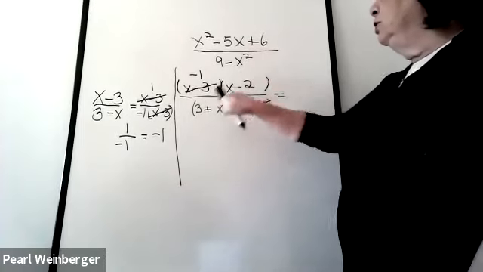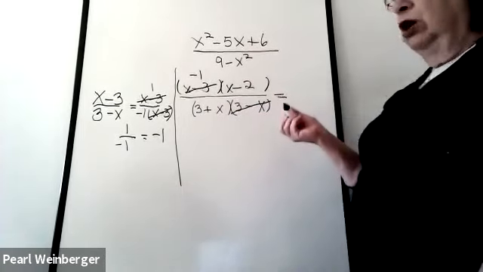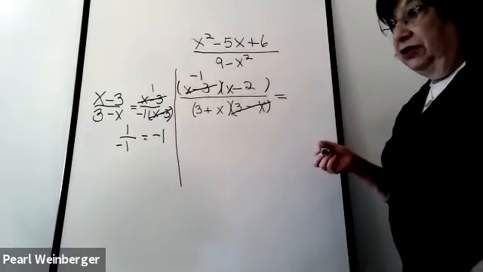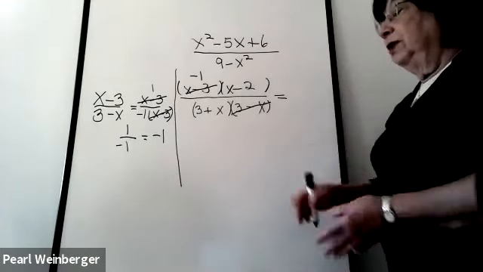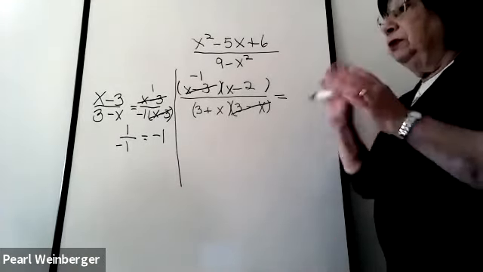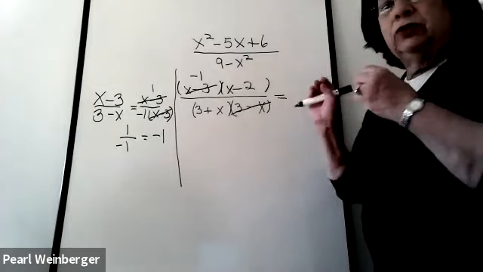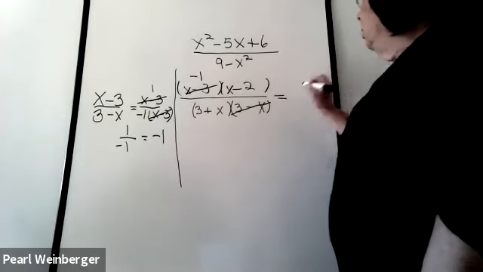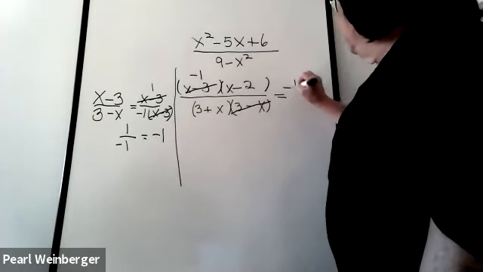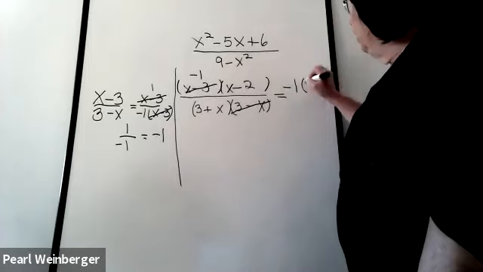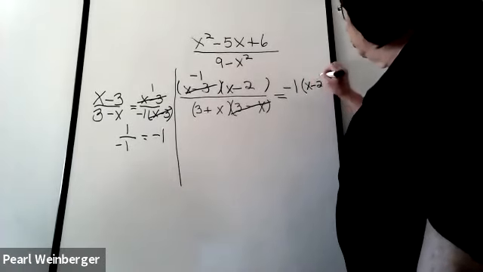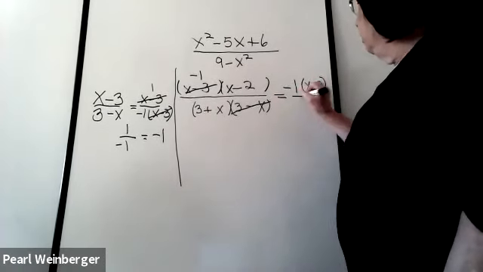Notice the x minus 2 and the 3 plus x don't have anything in common. They're not the same numbers. Remember, this can only work if you have identical binomials with the order switched. So my final answer will become negative 1 times (x minus 2) over (3 plus x).